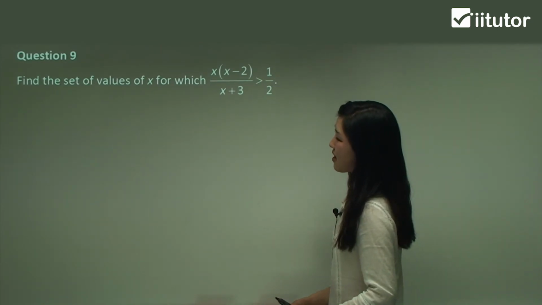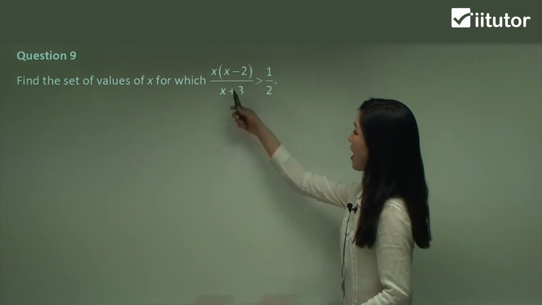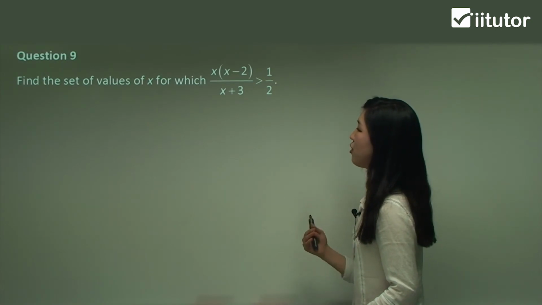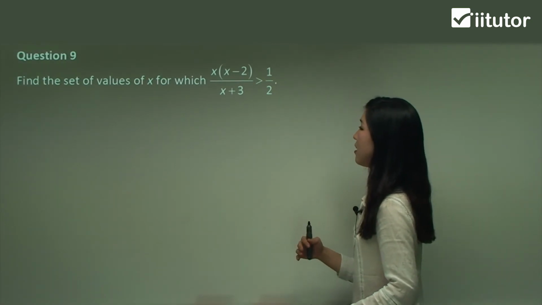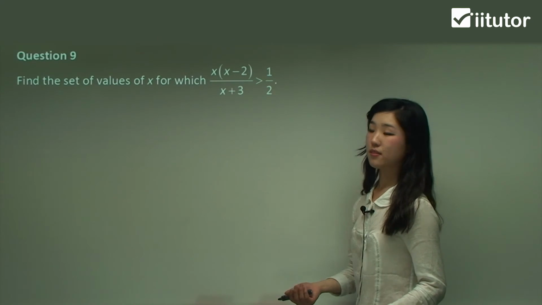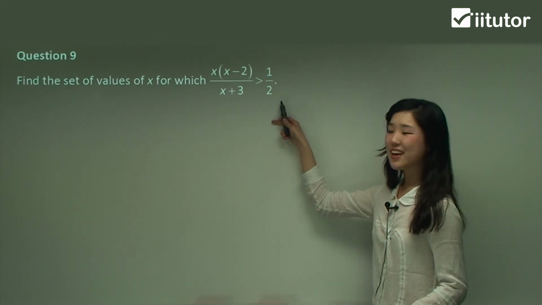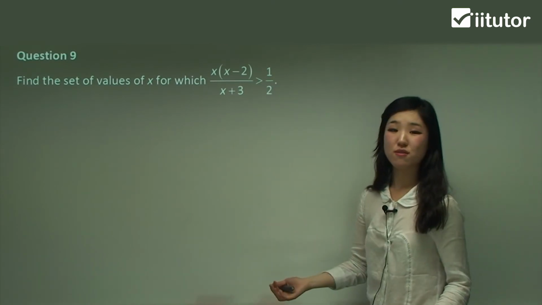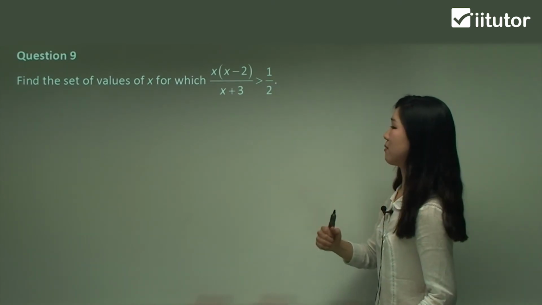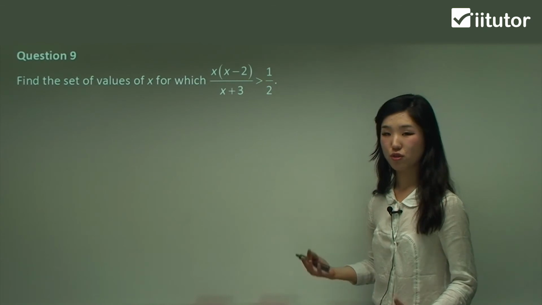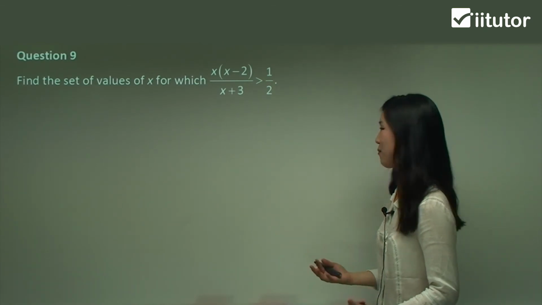It says find the set of values of x for which x over x minus 2 over x plus 3 is greater than a half. Now I know there's 2 fractions, but guys, we all know that 2 is a positive number, right? Positive 2, so we don't have to do 2 squared here, okay? So don't get mixed up with that.